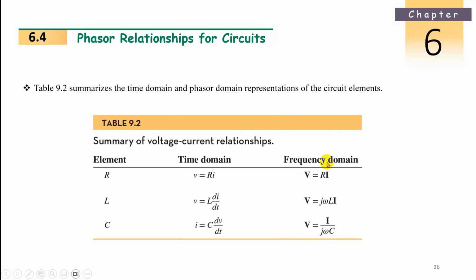This is okay, direct resistance always same. In the DC circuit, in the AC circuit, both are same. But in AC circuit, we have V is equal to j omega L I. Remember, Ohm's law will be j omega L I. And V is equal to I by j omega C as per the Ohm's law, because it is in frequency domain.